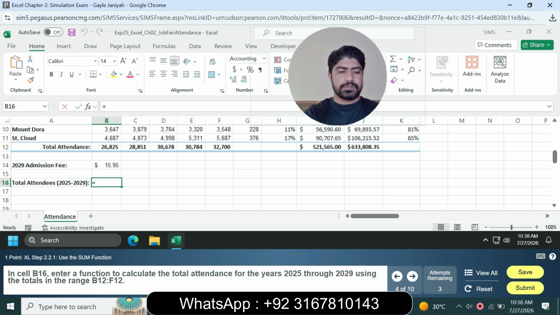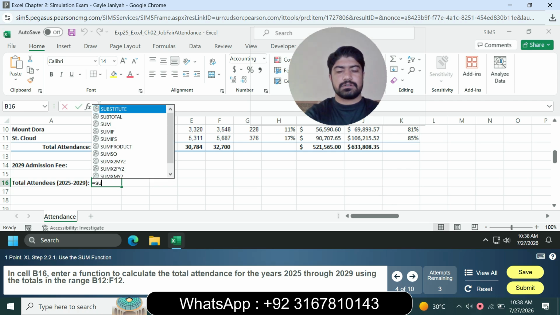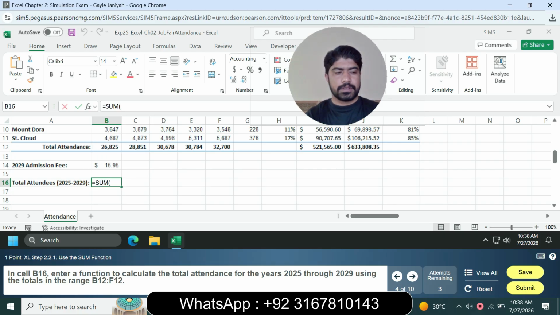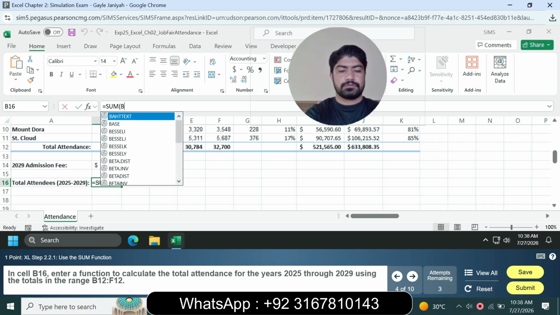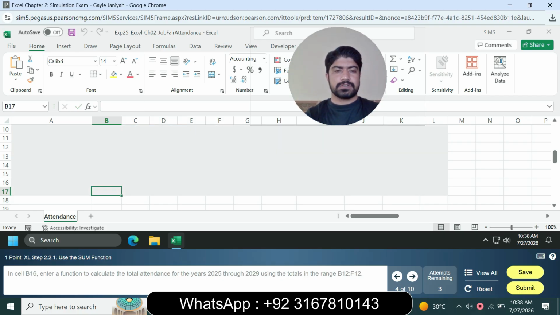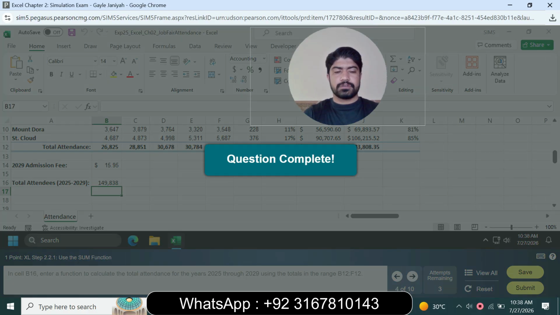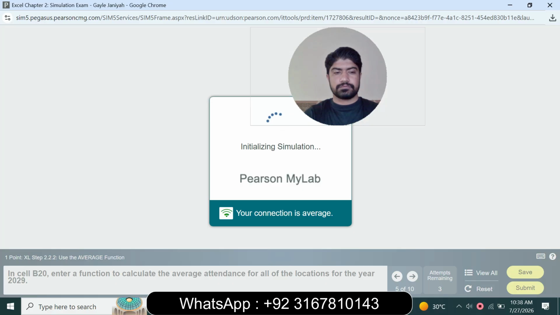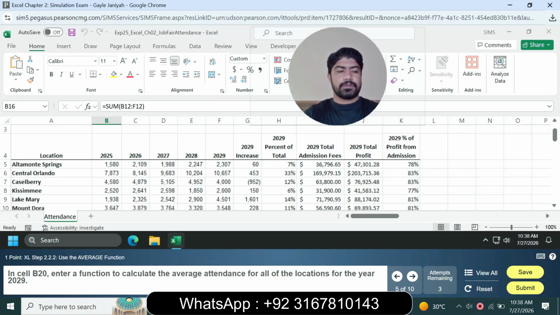So type equals and type the SUM function, and next B12 to F12, and close the bracket and press Enter. So question number 4 is complete, and we move to question number 5.